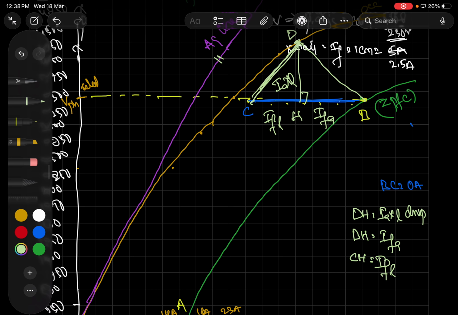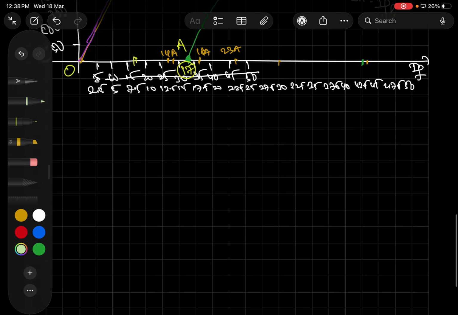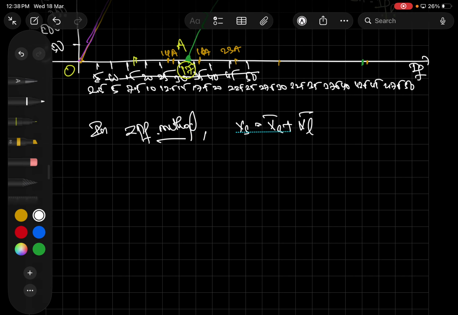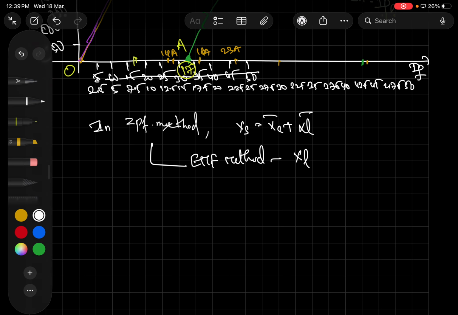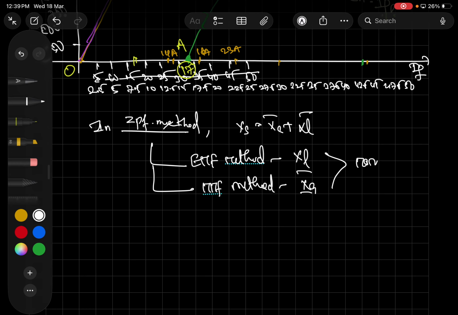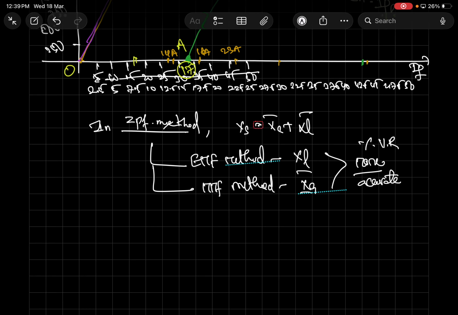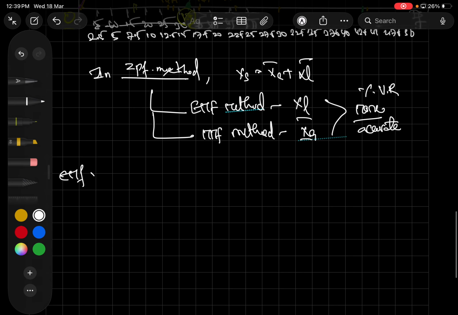Now, we already discussed the ZPF method. In the ZPF method, we are considering both XL as well as XA separately here. So I am using EMF method concepts to consider XL, and MMF method concepts to consider XA, so that the ZPF method will be more accurate. Percentage voltage regulation will be more accurate here. So in the EMF method, what is the formula here?